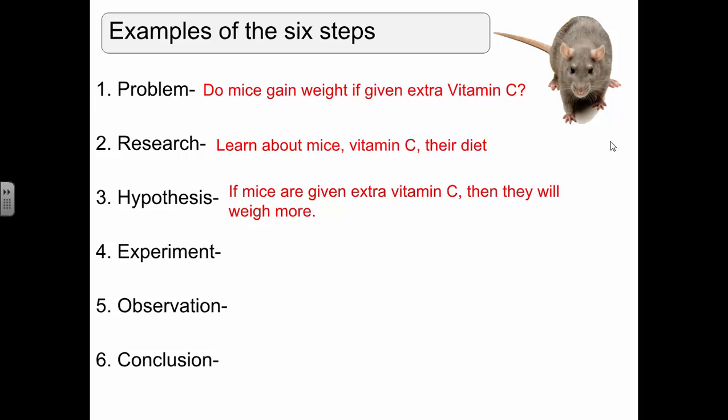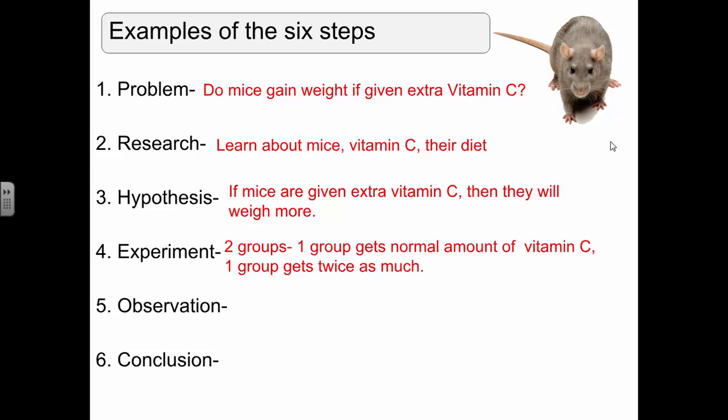I only want there to be one single thing different, and that's whether or not they're getting this extra vitamin C. So, set up my two groups. One group gets a normal amount of vitamin C that mice actually get, and then the second group gets twice as much. There's other ways you can set it up, but this will do for now.